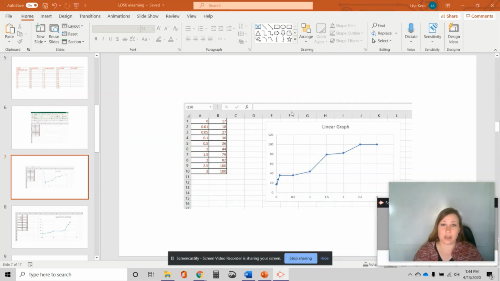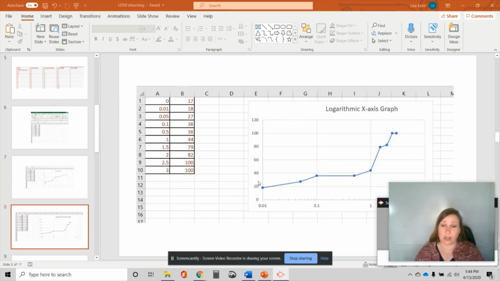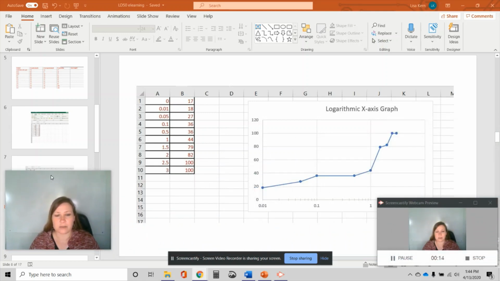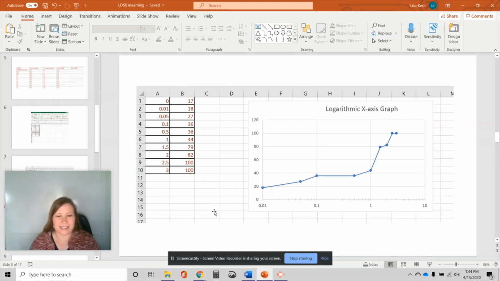Okay, so we've talked about how to make a linear graph, but actually sometimes it makes more sense to look at this data using a logarithmic graph. Logarithmic graph is a little bit different. I'm going to see if I can move this. Let's see if I can put me over there. Okay, I think that worked. We'll see.